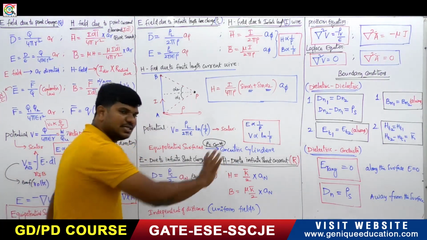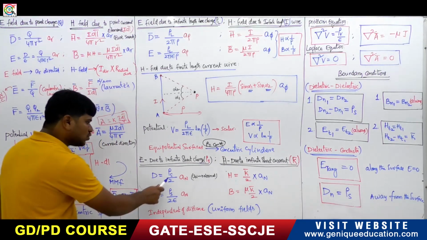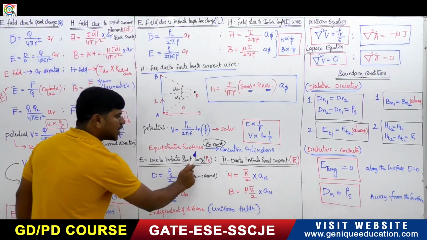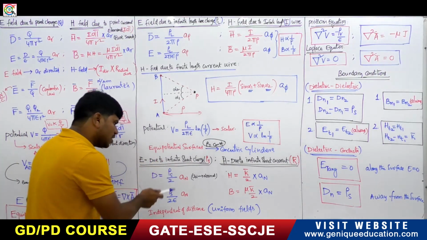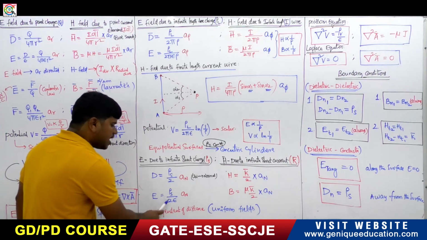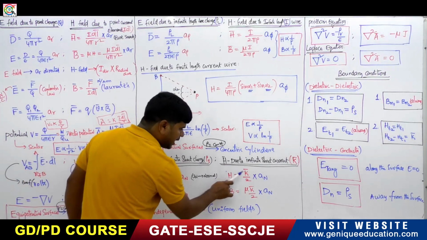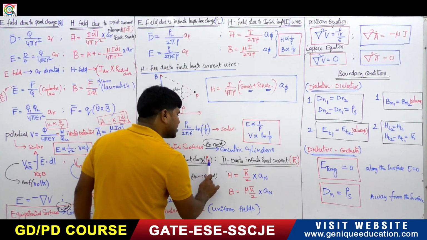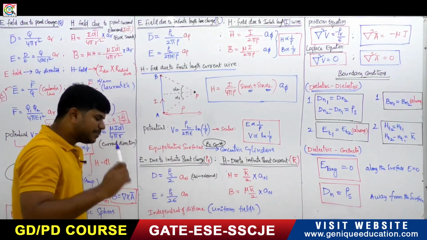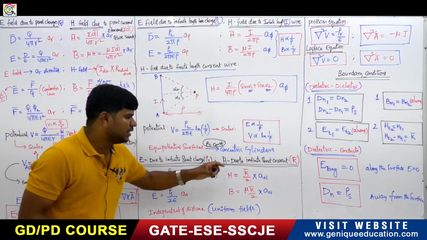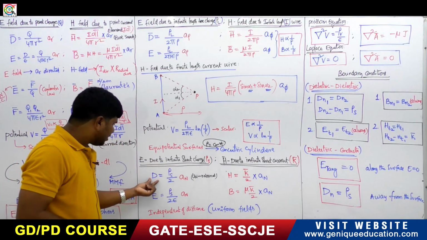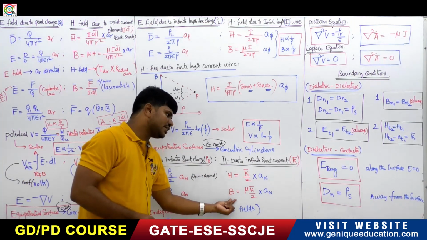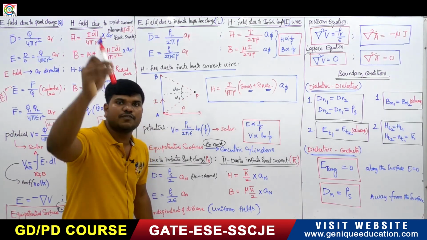It is not at all dependent on the distances, it is only dependent on the causes. If the cause is constant, definitely it will be constant. So D is constant, here E is constant, H is constant, B is also constant, because we are considering these causes rho s and K as constants. So they are independent of distances. So what are these? Electric field intensity, electric flux density, magnetic field intensity, magnetic flux density. These are independent of distances.